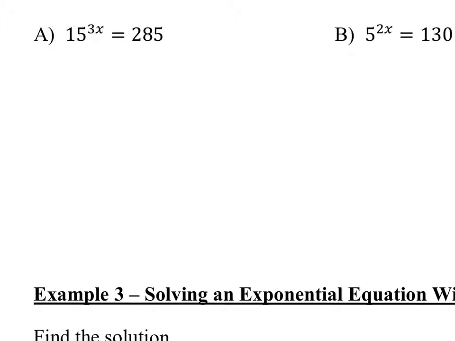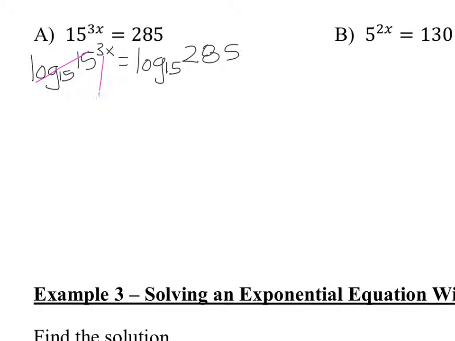That's an exponential base. So what I'm going to do on both sides of the equation, I'm going to apply log base 15 to this side of the equation. Whatever you do to one side, you should always make sure you do to the other side. So log base 15 of 285. Now, when you have your bases the same, a log base and an exponential base, those two cancel each other out, leaving me with just the 3x here. So 3x now is equal to log base 15 of 285.